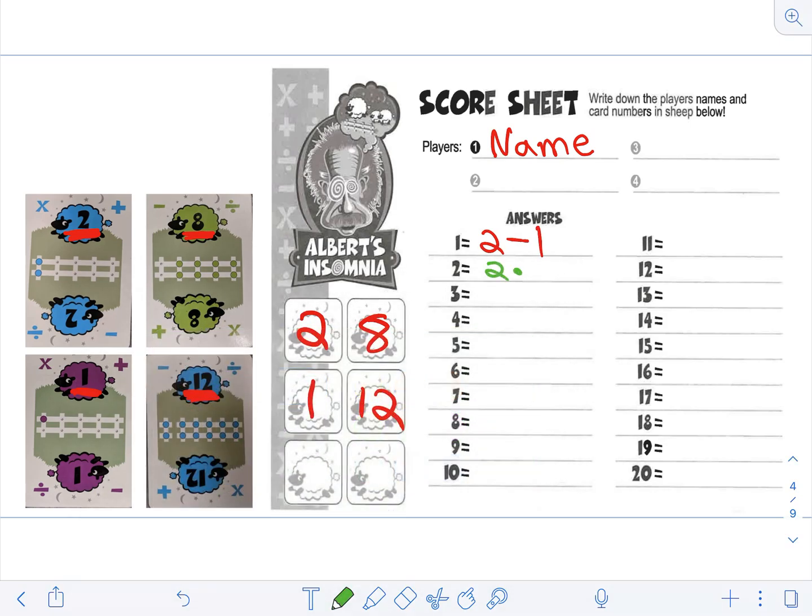You could say, okay, 2 times 1 is 2. Oh, this is pretty easy, Mr. Schneider. To get 3, 2 plus 1. Okay? Are we kind of getting the feel of it?